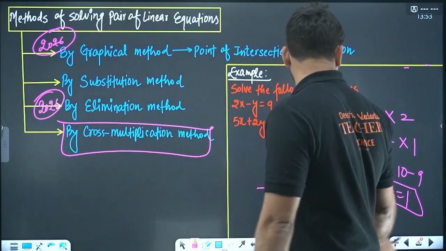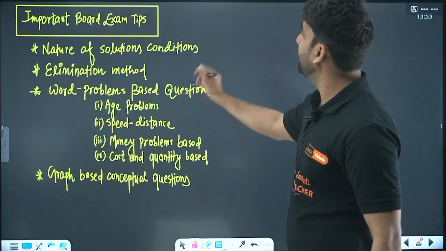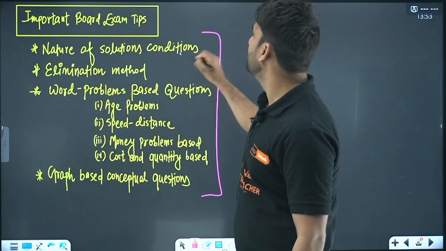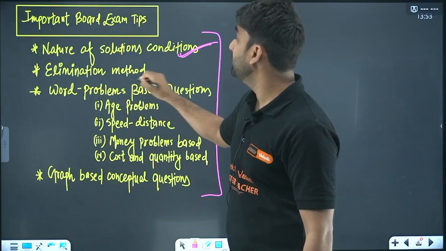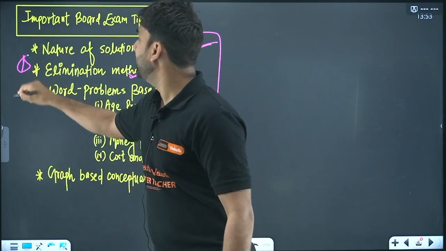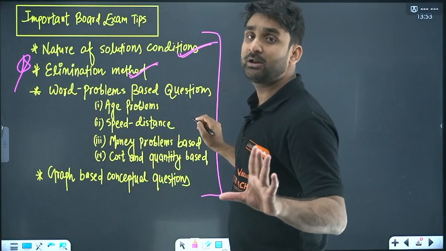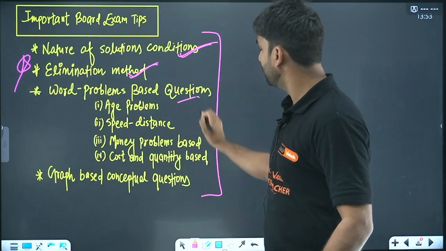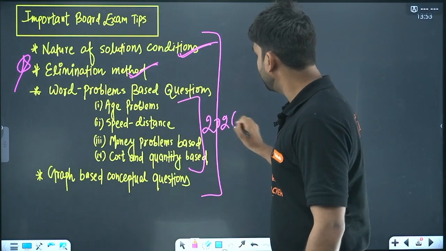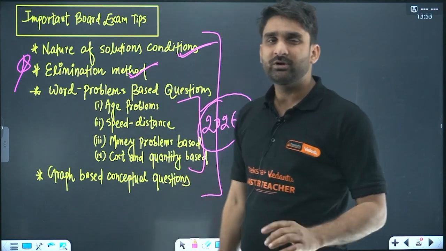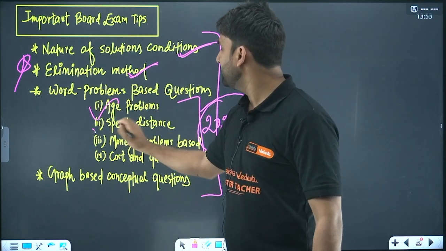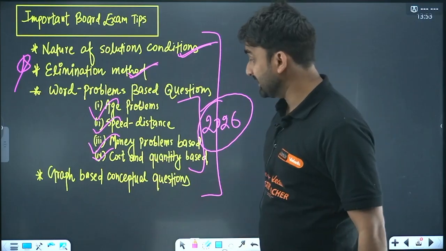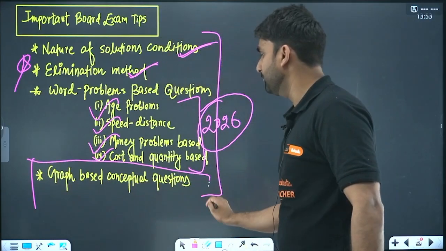And one more thing, my dear, from the board point of view, these are very important things, right? Important board exam tips. Nature of solution, you might get a question from this topic. Elimination method is very important. Word problem based questions, my dear students, prepare these questions for your board exam 2026, okay? Word problem based questions might be on age problems, speed and distance, money problems, and cost and quantity based questions. And this method is very important.